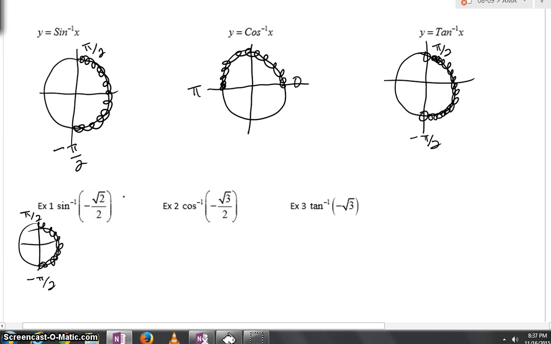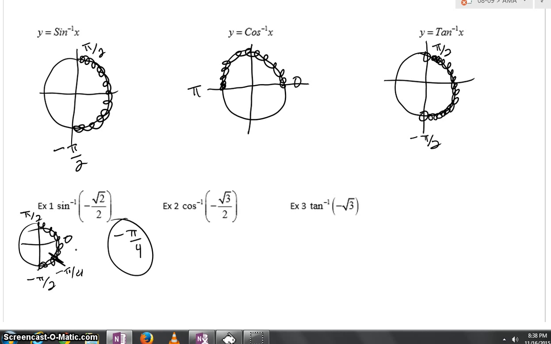Hopefully you know your unit circle well, and you'd know that a reference angle for sine that would yield root 2 over 2 would be pi over 4. So we are going to have a reference angle of pi over 4, but between negative pi over 2 and 0, that output then would be negative pi over 4. Notice that if we chose positive pi over 4, that would be incorrect because the value for sine would be a positive root 2 over 2 in that first quadrant.